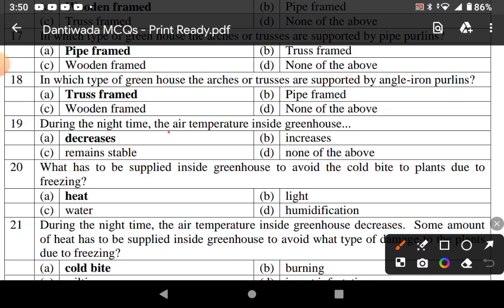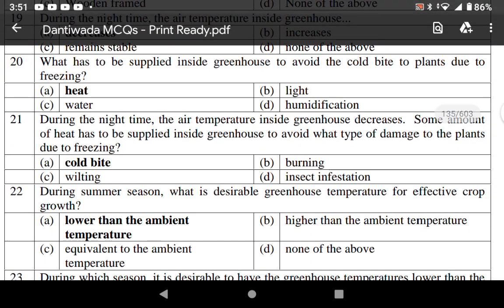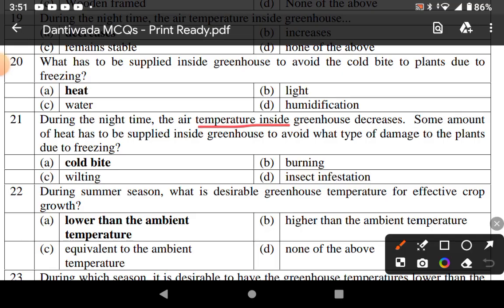During the night time, air temperature inside the greenhouse is decreased. What has to be supplied inside the greenhouse to avoid the cold bite of plant due to freezing? It is provide heat. During the night time, air temperature inside the greenhouse is decreased. Some amount of heat has to be supplied inside the greenhouse to avoid what type of damage to the plant due to freezing? It is cold bite.